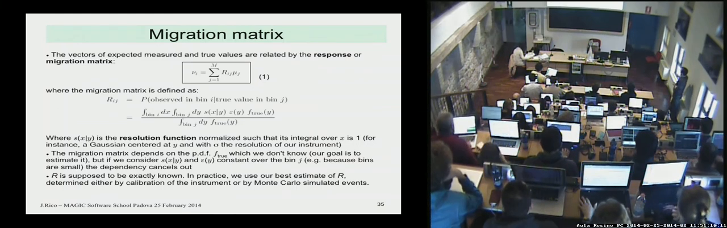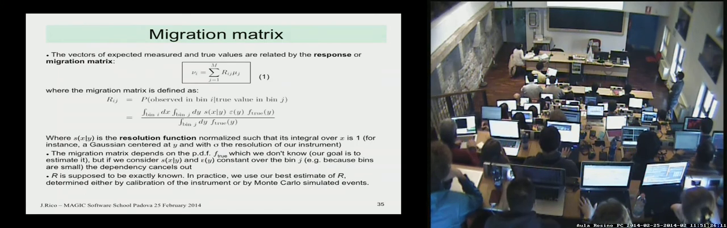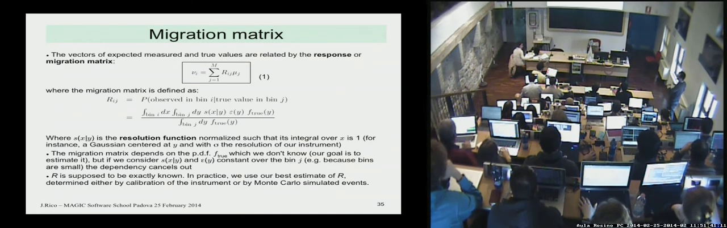And as you can see, the migration matrix in principle depends on the true PDF, and the true PDF is what we want to determine. So in principle, we should use the information we are trying to determine to solve the problem. What is done is, if you realize that epsilon and s are considered constant within a j bin, they can go outside, and then what is left here is the same as in the denominator, and it cancels out.